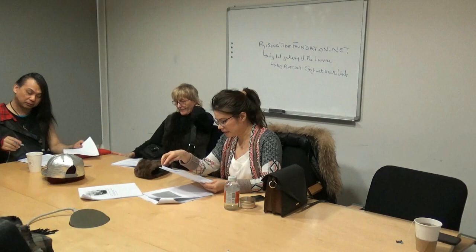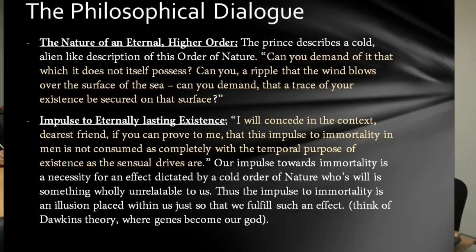So I broke it into kind of core subject matters, which are going to overlap, but these are the things that Schiller rightly identifies as major structural stones for free thinkers, which we can discuss and see what we think of them. So the first part is the nature of an eternal higher order.